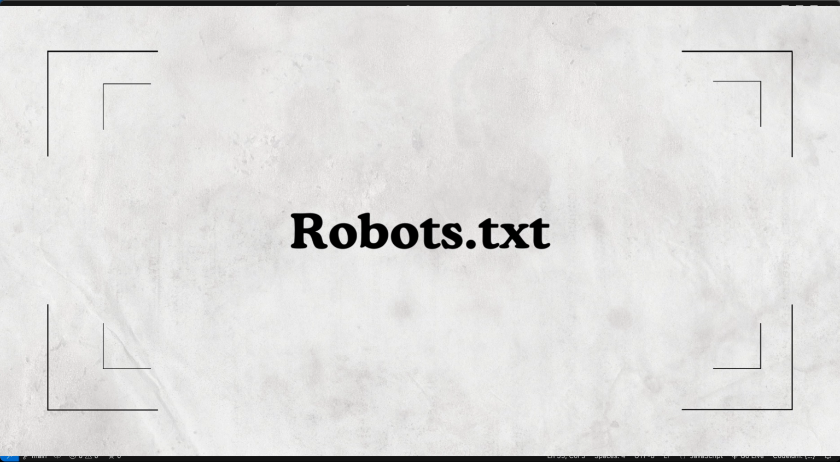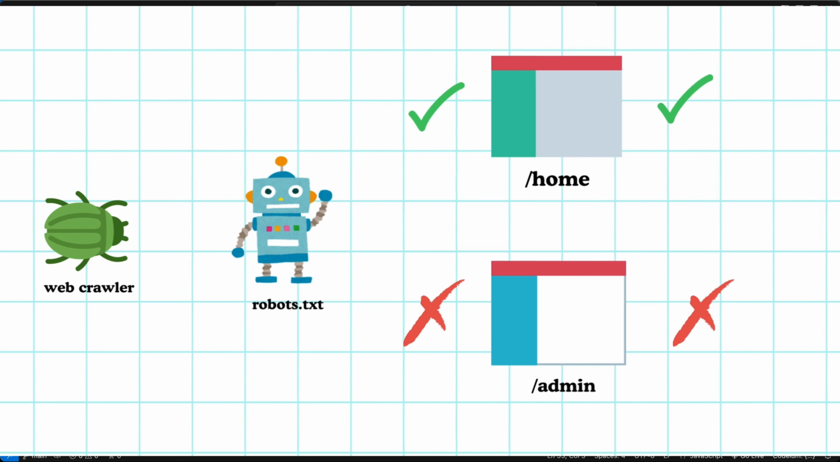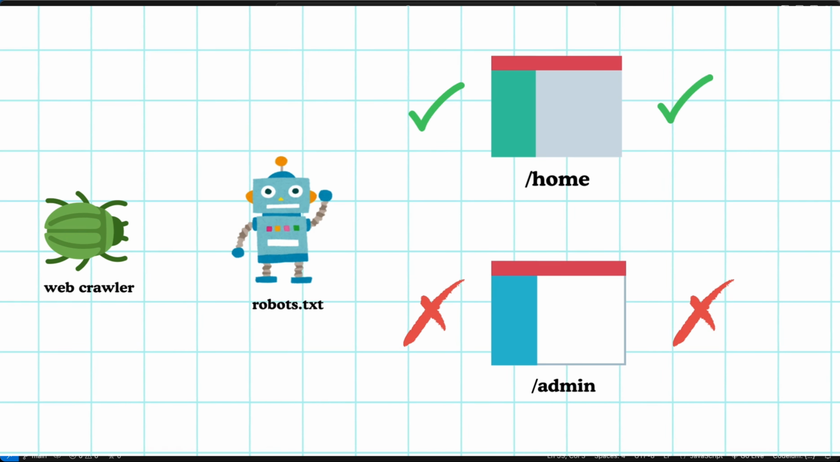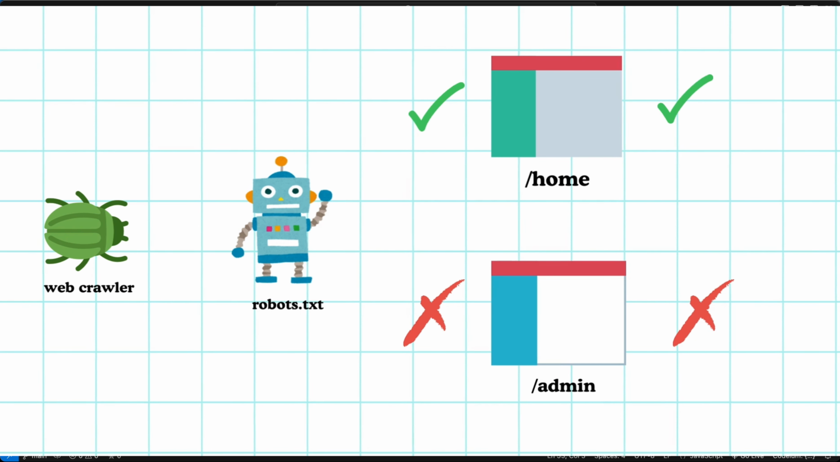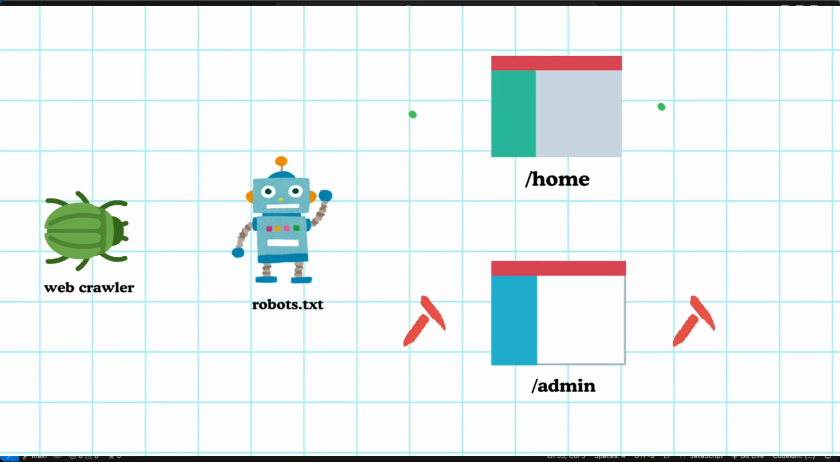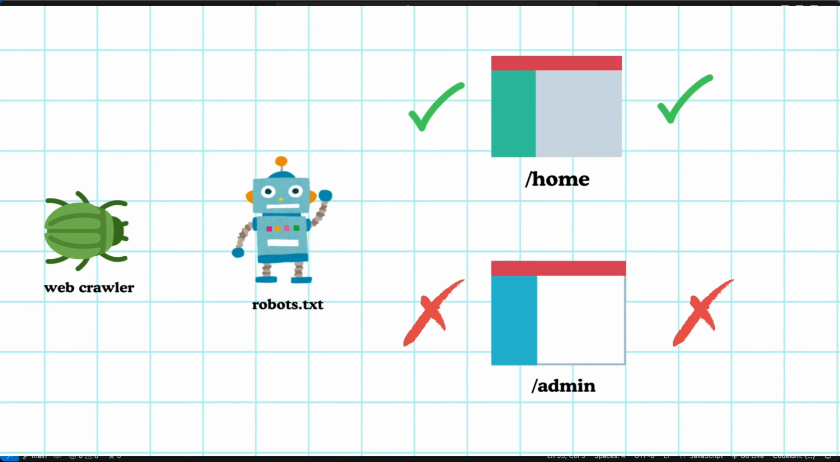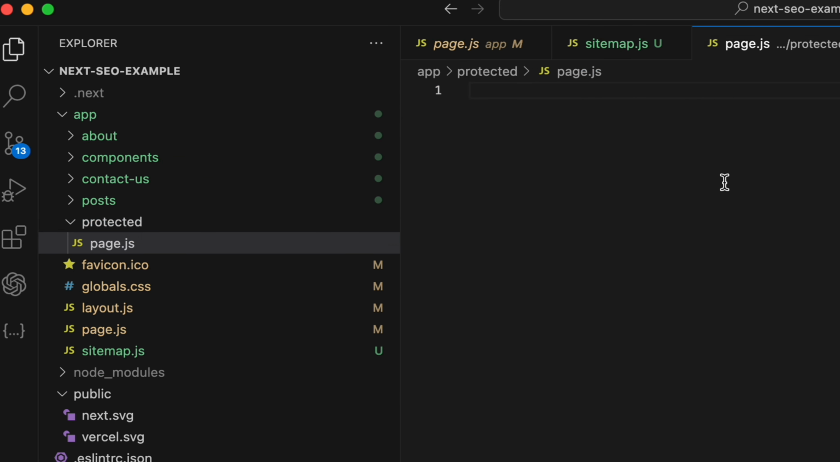Finally, we have the robots.txt file. Robots.txt file tells search engines which pages or sections of your site they should or should not crawl. This can happen if there are certain protected routes like admin pages which you don't wish the crawlers to scan through. For example, let's create a protected page of our website here.